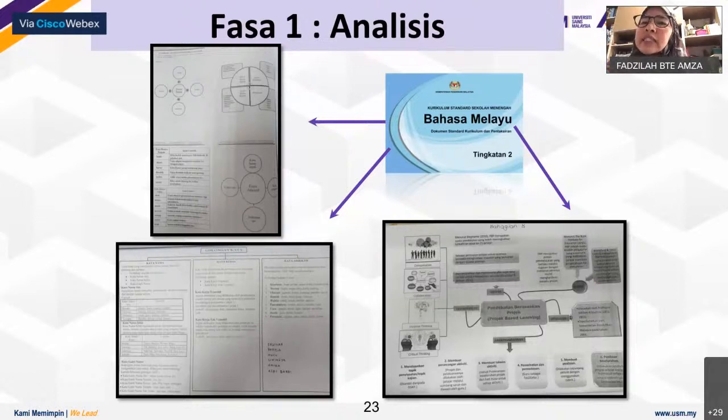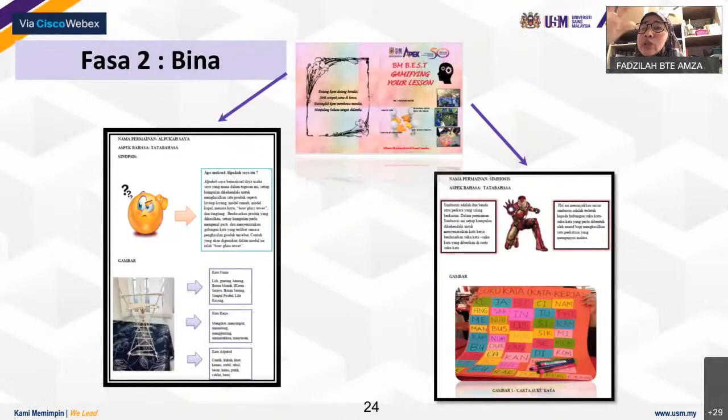So this is the second part. Bila dia analysis, only then they can come out with this mini module. Contohnya, kumpulan ini mengajar tata bahasa. Nama permainan dia ialah symbiosis. They create this one because after the analysis, they understand how to deliver the content.